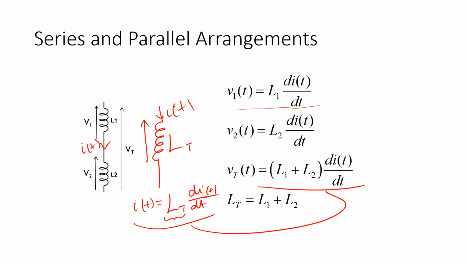It is the same as how we combine resistors in series. R total is equal to R1 plus R2, L total is equal to L1 plus L2. And of course, if we have more, 10 inductors, 20 inductors, however many they are, we just sum them all to get the series equivalent.